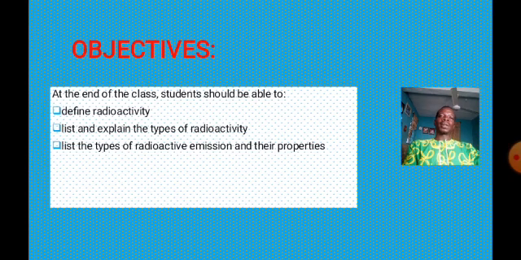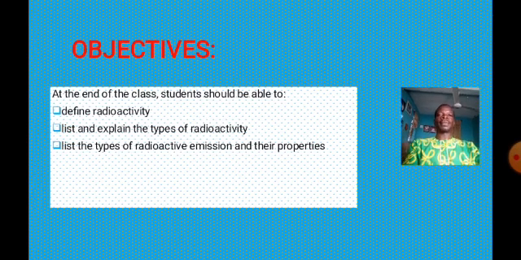At the end of the class, students should be able to define radioactivity. Students should be able to list and explain the types of radioactivity. And students should be able to list the types of radioactive emission and their properties.